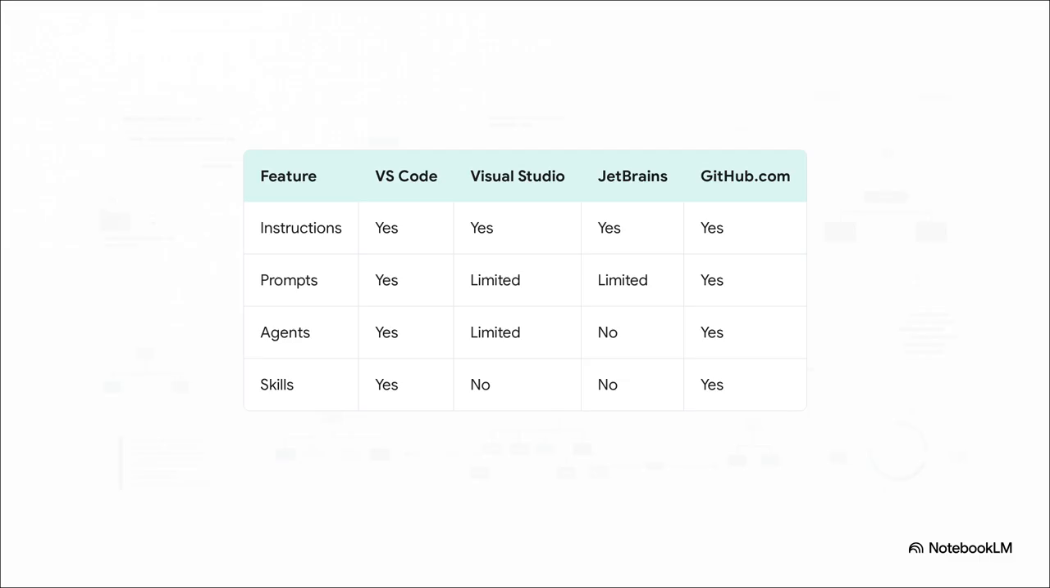The official support matrix changes constantly. As an engineering architect, you absolutely must not build your core mandated enterprise standards around a feature that is only supported by a single IDE. You have to design for the reality of the tools your team is actually using.